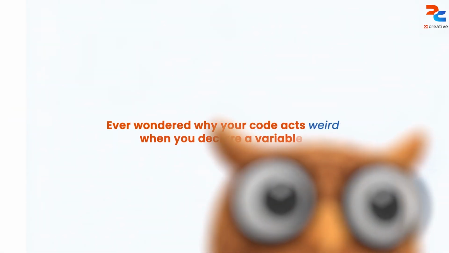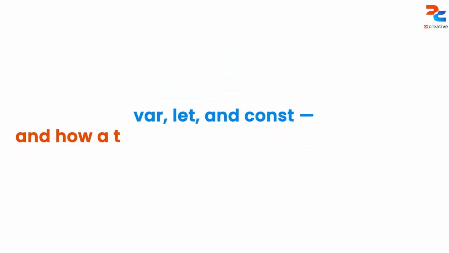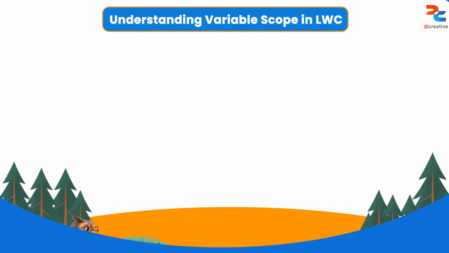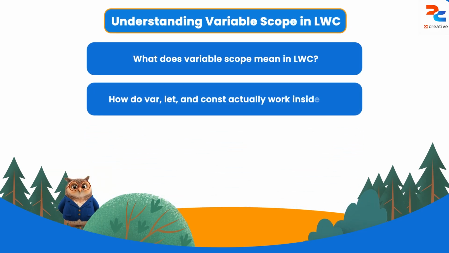If you ever wondered why your code sometimes acts weird when you declare a variable, this video is for you. In Lightning Web Components, small differences between var, let, and const can completely change how your app behaves. So let's clear it up once and for all. I'll explain what variable scope means, how it works, and which one you should use inside your LWC code.